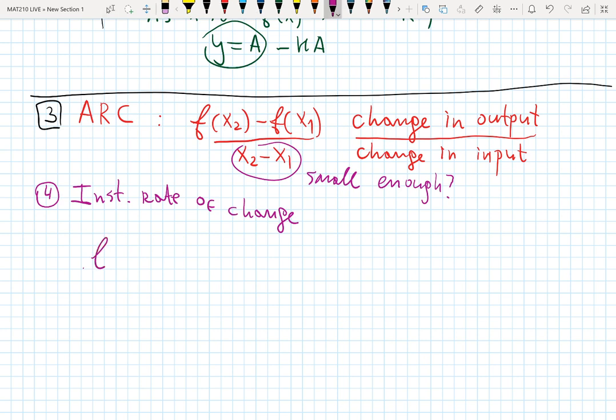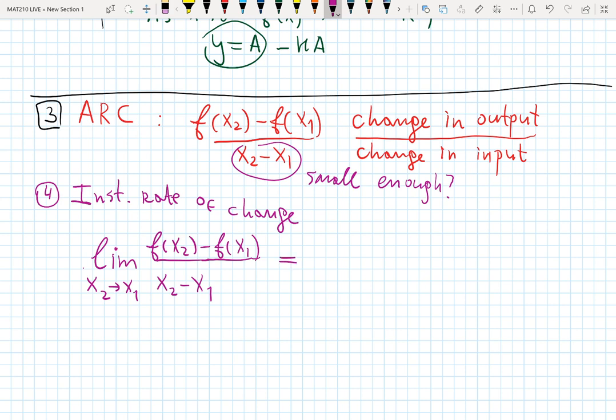Those words indicate limits. Take the bottom and make sure that the bottom, in this case x2, goes to x1 as small as possible. Then, of course, the top will be changing as well because they depend on each other. That's what you call instantaneous rate of change.